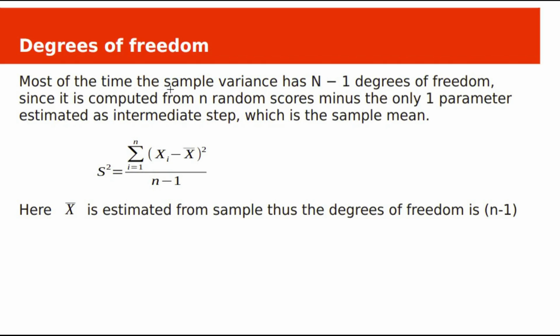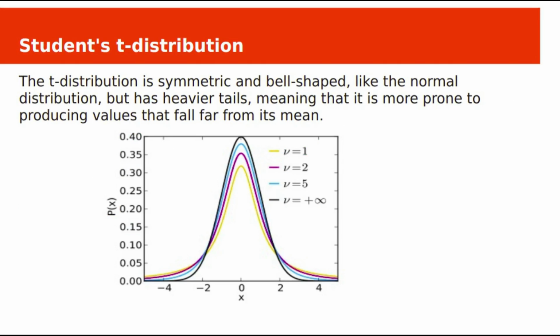Most of the time, sample variance has n-1 degrees of freedom since it is computed from n random scores minus only one parameter estimated as an intermediate step, which is the sample mean. Here, this is already estimated. This is the k value here. So, sample variance has total n minus k, here k is 1, so minus 1. X bar is estimated from the sample, so degrees of freedom is n-1.